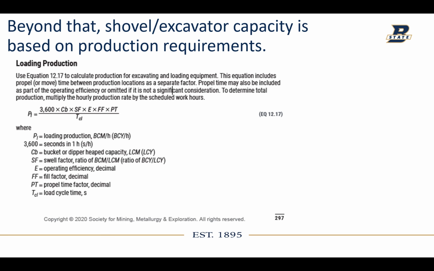And to get the loading production in bank cubic yards per hour, you multiply the bucket capacity, the heaped capacity, which is in loose yards, the swell factor, which is the ratio of bank to loose yards, the operating efficiency, the fill factor of the bucket, propel time, and the load cycle time.